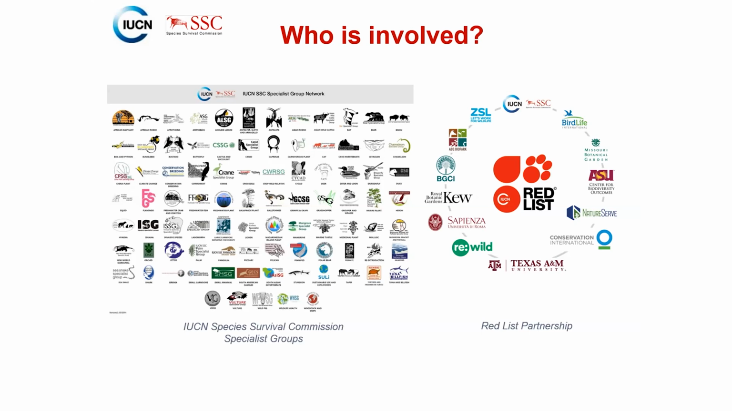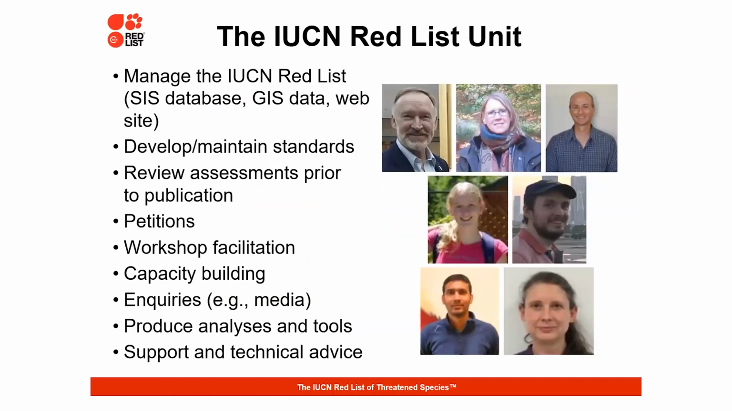And we also have a Red List partnership that involves a range of institutions who help with funding, and they manage the Red List, including some of the databases, the websites, and the assessment projects around the world. And the IUCN Red List unit in Cambridge has overall responsibility for managing, updating and publishing the IUCN Red List. But this is done in a collective effort of thousands of people.